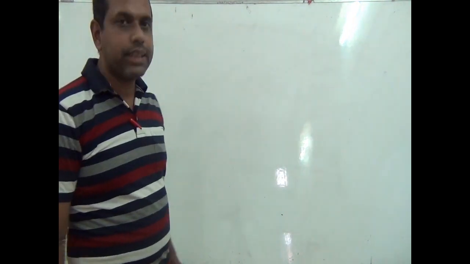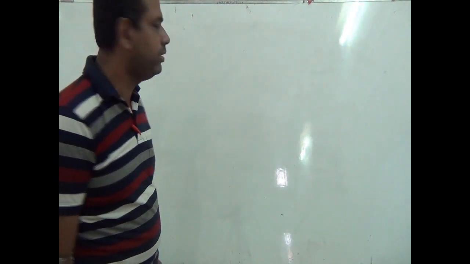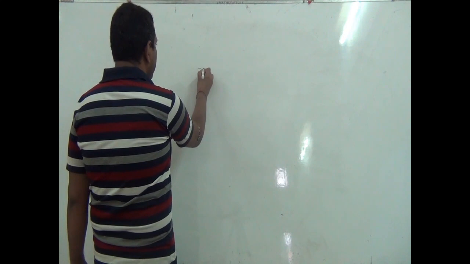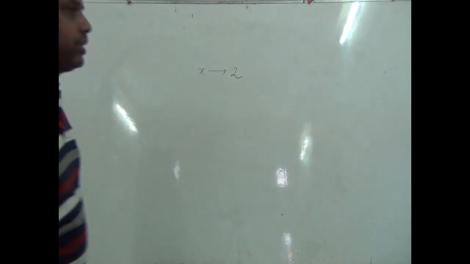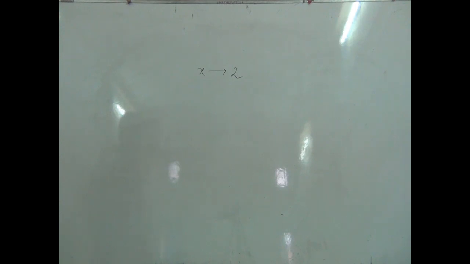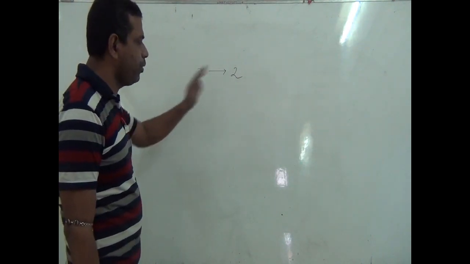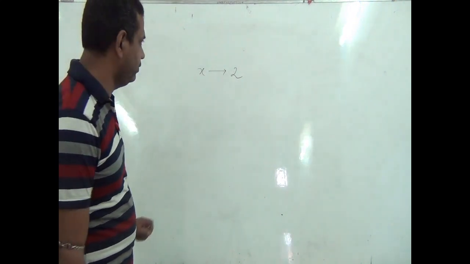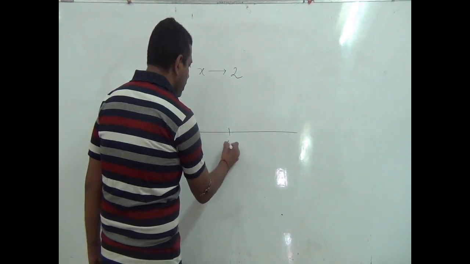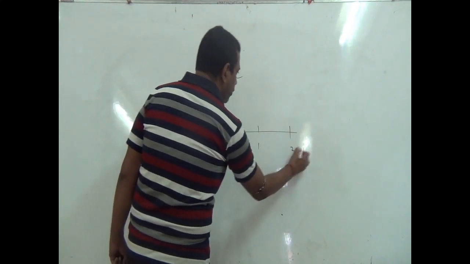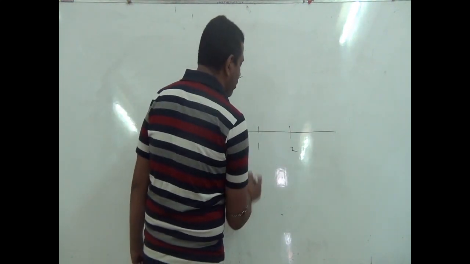Now we discuss the limit. Before going to the limit, we should know what is x tends to 2. When x tends to 2, x is near about 2 but not equal to 2. If we take the number line 0, 1, 2, what about x? x is near about 2 but not equal to 2.